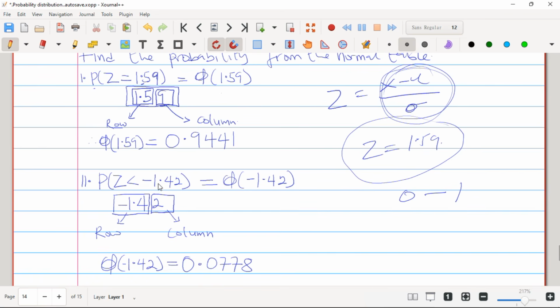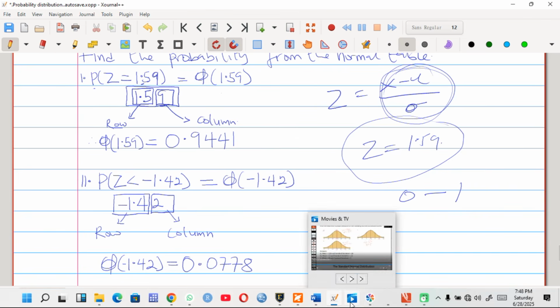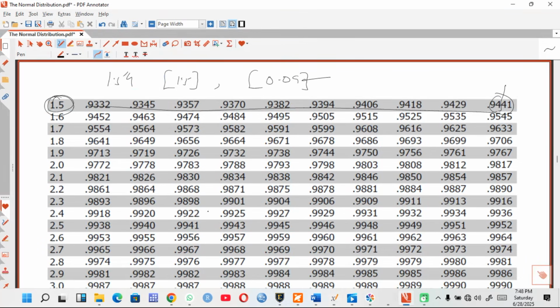Negative. So here we are going straight to the negative standard normal distribution table to calculate our probability. But first you have to group this number into two. We are having negative 1.42. So for our row, we are just going to locate negative 1.4 on the row section, and then locate 0.02 in the column section to calculate our probability. So let's visit our table.